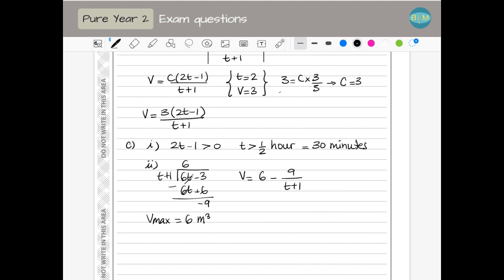And that's all with this question. So this is 30 minutes, this is 6 cubic meters.